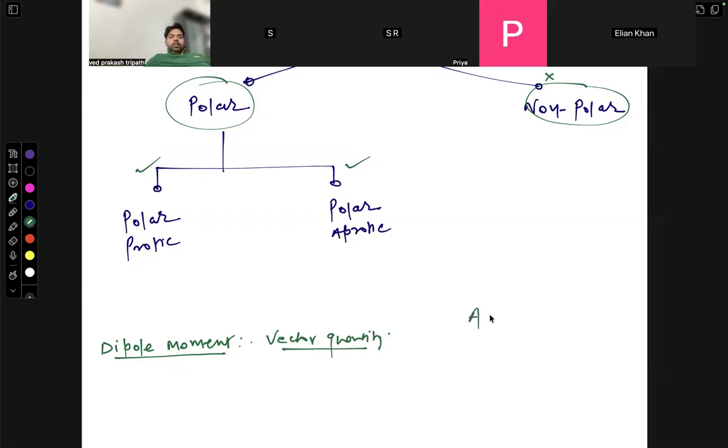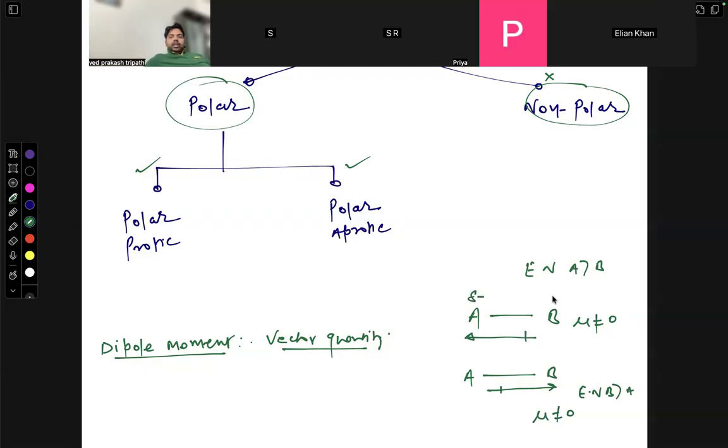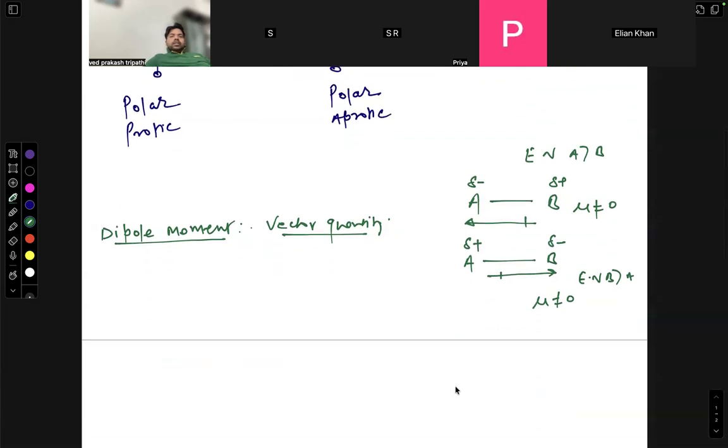Suppose you have an A-B bond and I am saying the electronegativity of A is greater than B. So the arrow points towards A, like this. Clear? If I am saying B is more electronegative than A, then the arrow points towards B. So they have a dipole moment, not zero. They have some dipole because they have polarity. This is more electronegative, so delta negative. This is less, so delta positive.